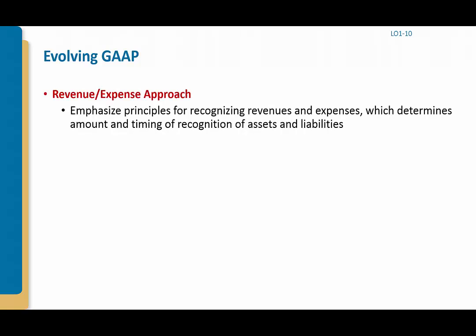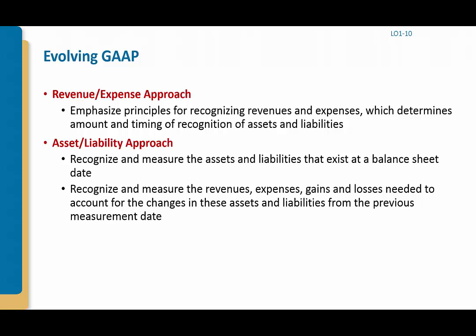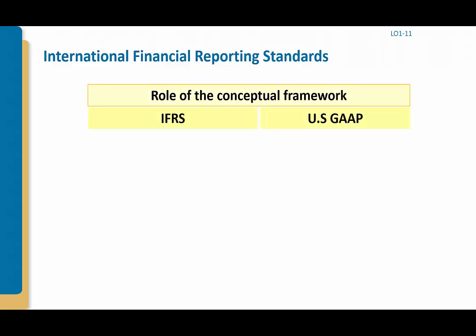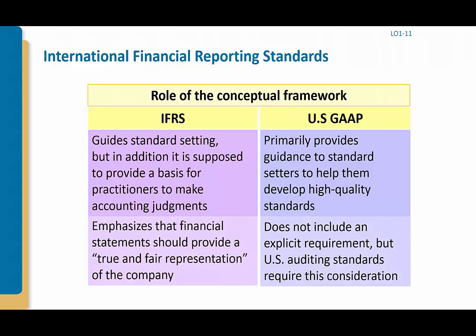Now, GAAP is evolving. We saw with the new standards on revenue recognition that goods and services revenue is recognized when they are transferred to the customer. So GAAP is evolving from a revenue expense approach, which determines basically the amount and timing, to an asset liability approach, which is based on the balance sheet date. This is new and continuing to evolve, so this will continue to change. Now we have our conceptual frameworks and we are comparing them, basically what IFRS does and what the US does and how they go about it. These are just some standard differences.